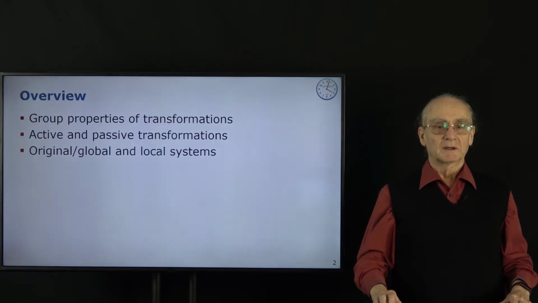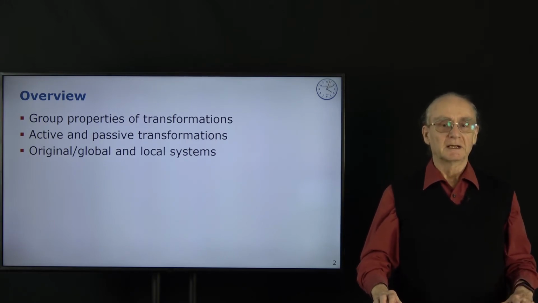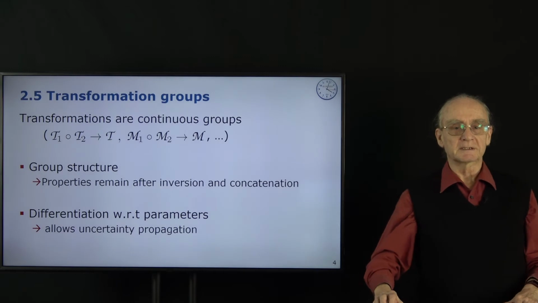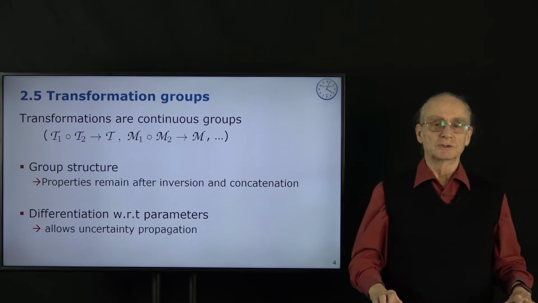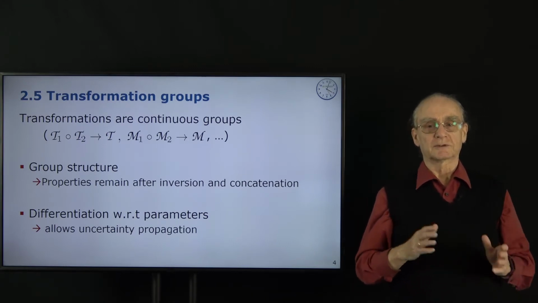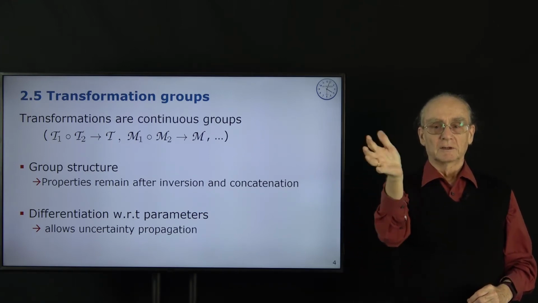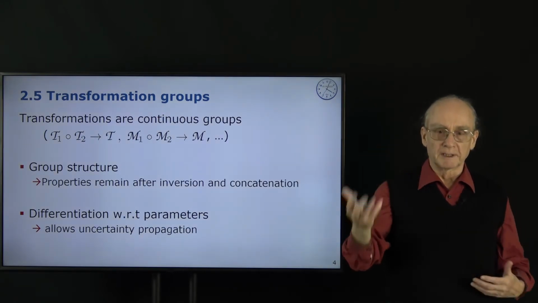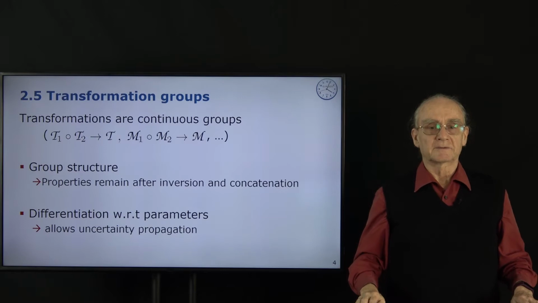We will start with group properties of transformations. This is very important to have in mind when we use all these transformations. You all have now learned in mathematics what a group is. So in our case, we learn that transformations are continuous groups. That means if you concatenate two translations, you get another translation. If you have two motions, one after the other, the concatenated two motions will lead to a combined motion. So this is the group structure. We will just formalize this immediately.